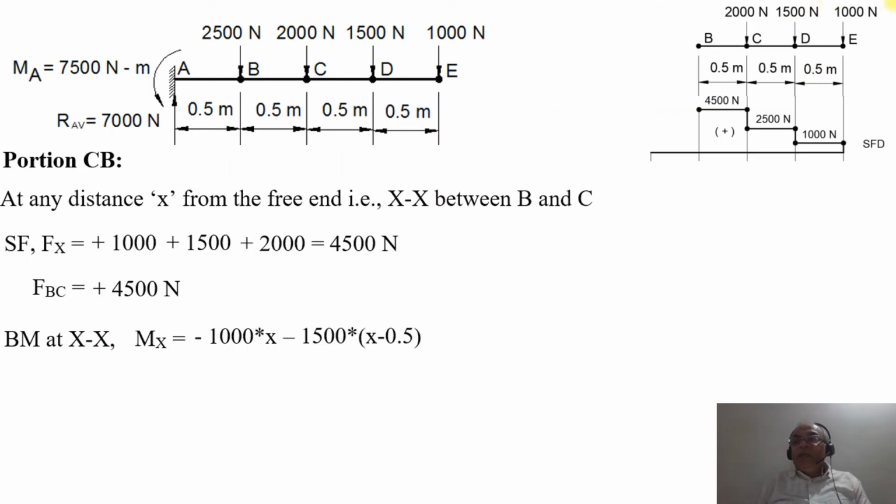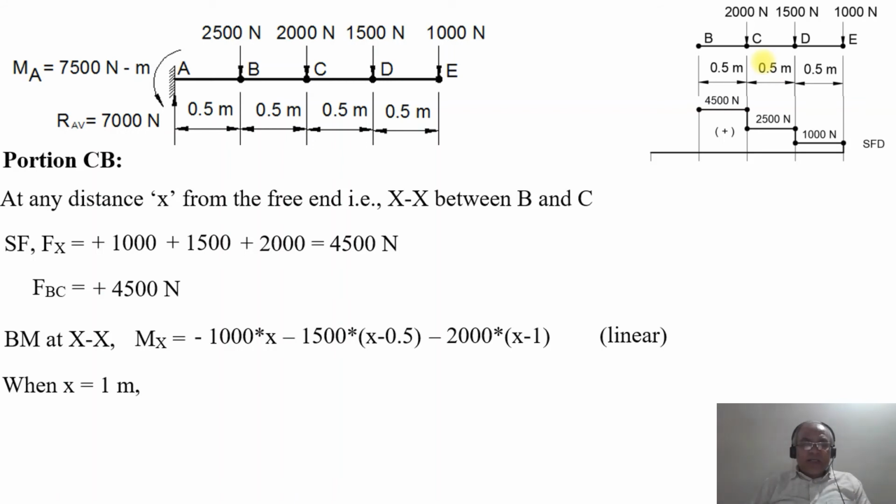And the distance between XX to C will be x minus 1. So then it will be minus 2000 into x minus 1. The sum of these moments will be equal to 0. Since all the power of x is 1, the line joining the bending moments will be linear. Now, when the value of x is equal to 1, what happens?